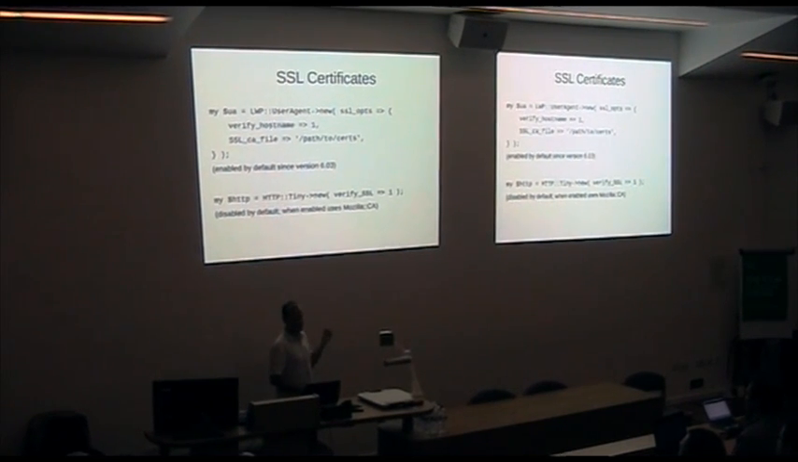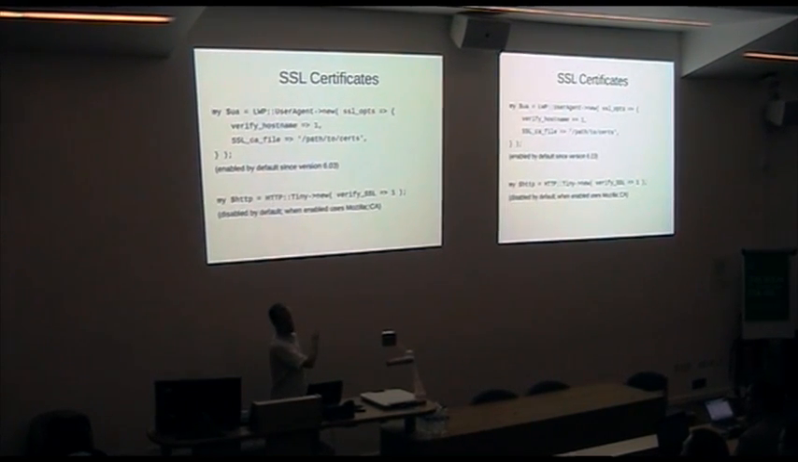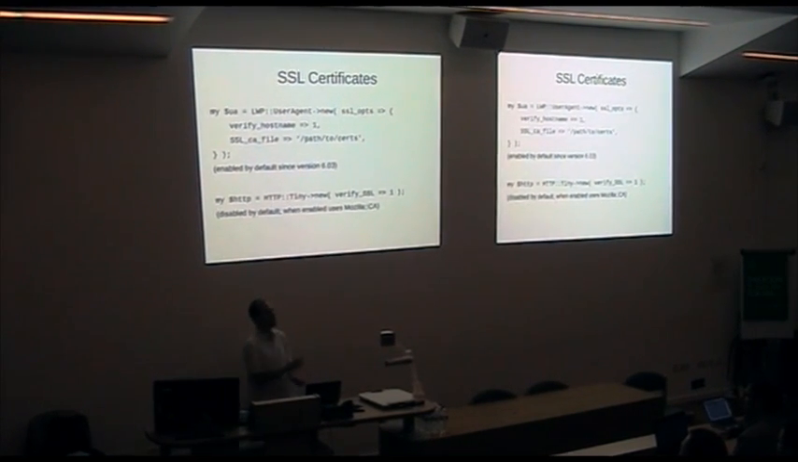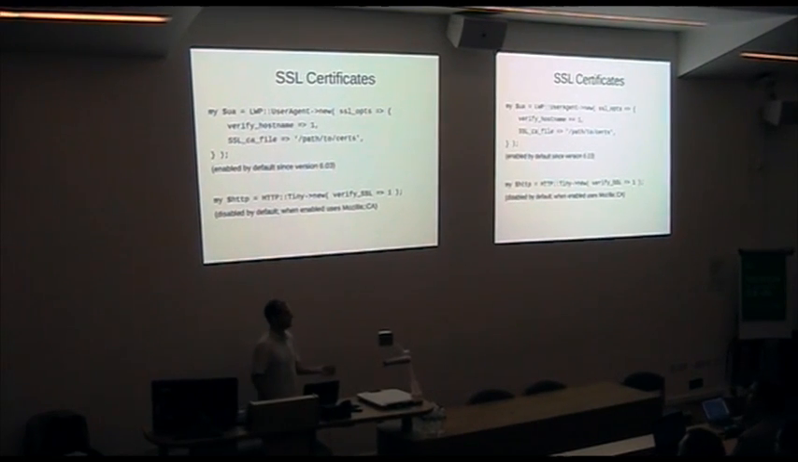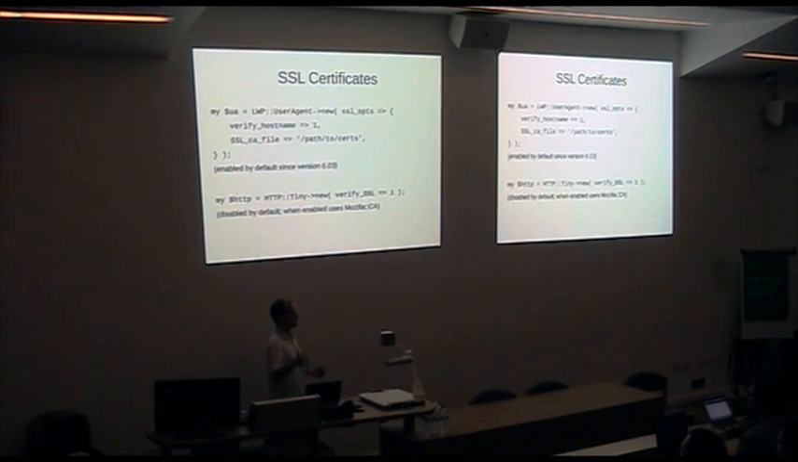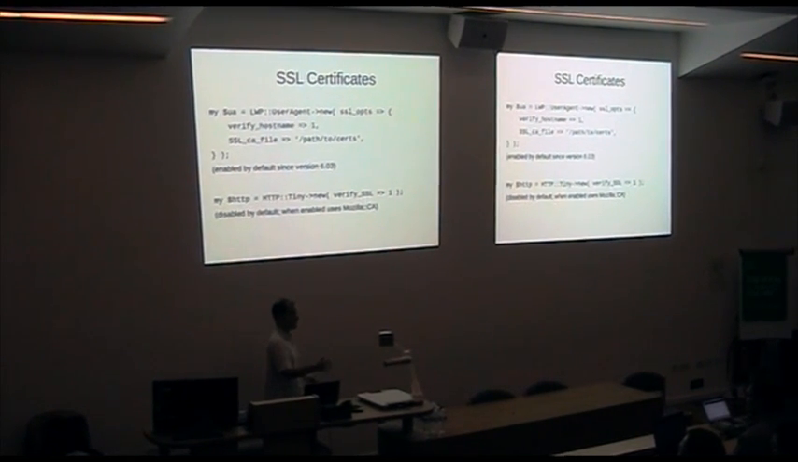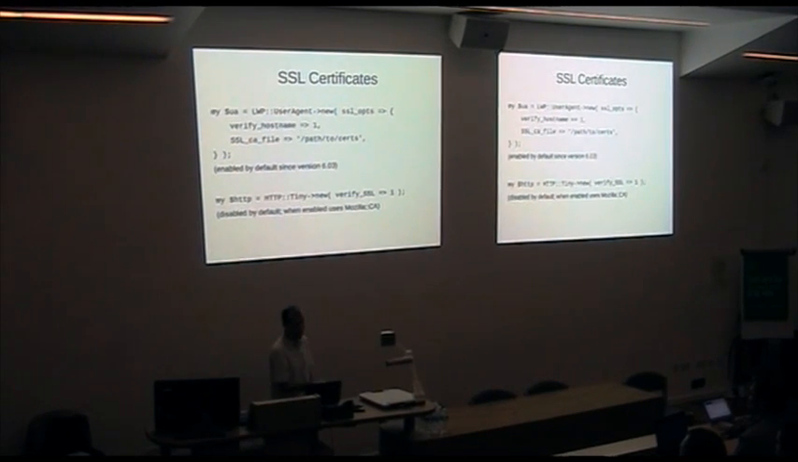Also, if you are using LWP user agent, make sure you set verify hostname to 1, because otherwise it will just say, is there an SSL certificate? And it will trust that. However, that's before version 6.03. So when version 6.303 of LWP came out, a lot of people found that their web clients were breaking. And they were breaking because web services were using invalid certificates. Yes, it was a certificate, but it wasn't attached to the correct host. But if you're using old versions of LWP, make sure you set that flag to be more secure.